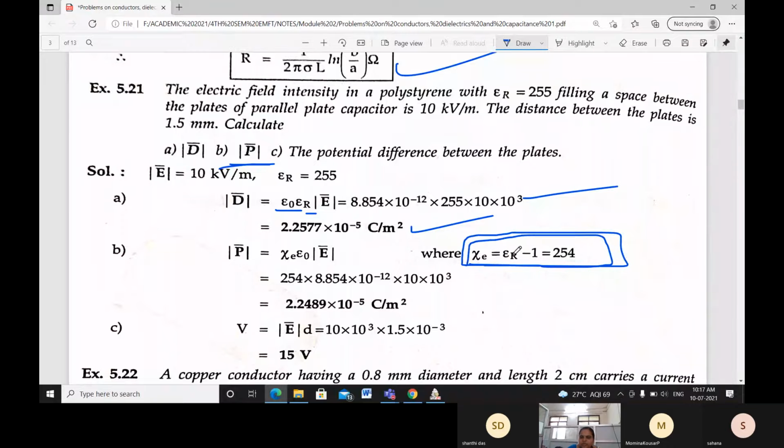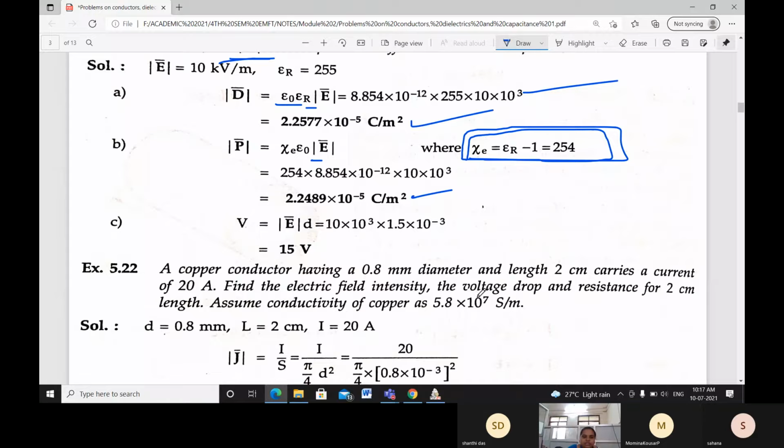Our χ is going to be ε_r minus 1, as given. That's going to be 254. Then for the remaining, you just go on substituting 254 into ε0 and the E value. Then you will be taking it as 2.2489 into 10 raised to minus 5 coulombs per meter square.